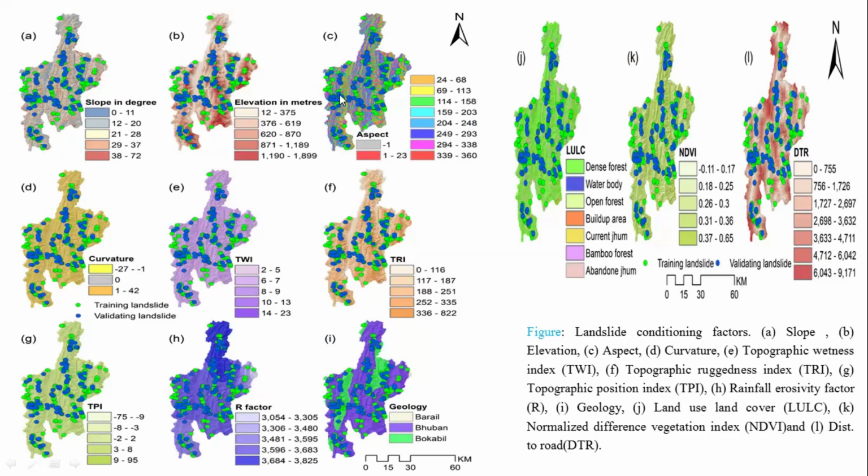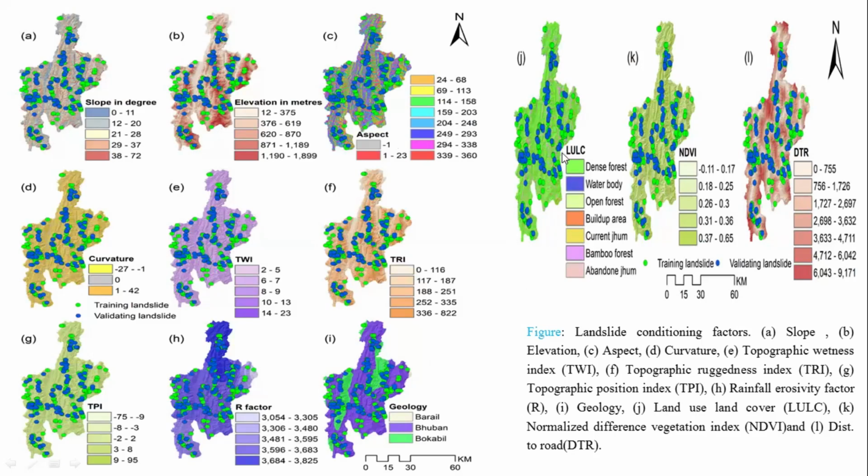These theme-based maps were generated using GIS techniques, but generated from where? From the satellite images. So you see how GIS and RS are related to each other. So slope in degrees, elevation, aspect, etc. As you are seeing, you can check from here. These are the various thematic layers, thematic maps, which were taken.